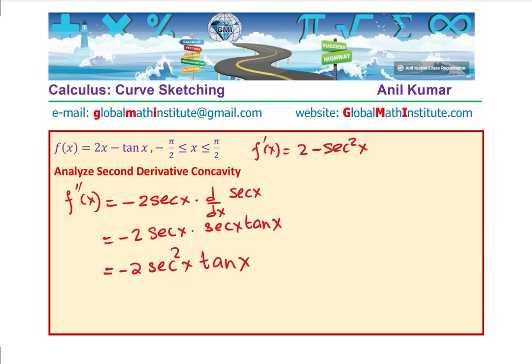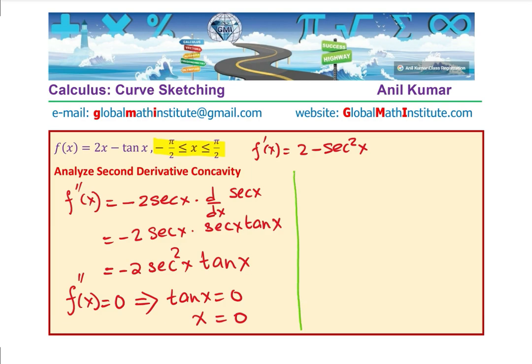Now from this second derivative, can you find the critical numbers? We're looking into the interval minus pi by 2 to plus pi by 2. So in this interval, tan x is 0 for x equals 0, right? So if I substitute 0 for tan x, that really implies that tan x can be 0, right? And that happens for x equals 0. So we have one critical number here. So our critical number is at x equals 0, correct?